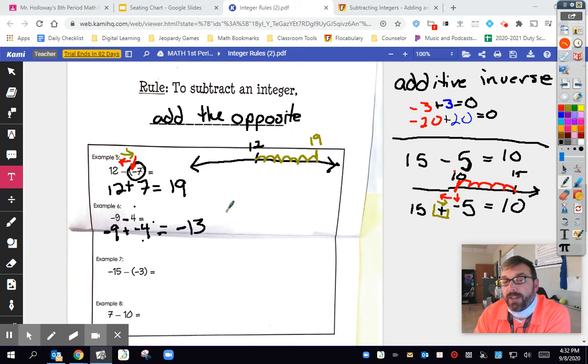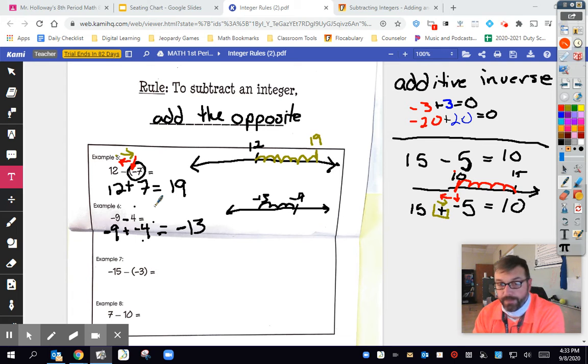Okay, if you need to draw out the model so you can see that, feel free to do that, because you can start at -9, and we know that subtraction means we go to the left. 1, 2, 3, 4, and that would put us at what? -13.